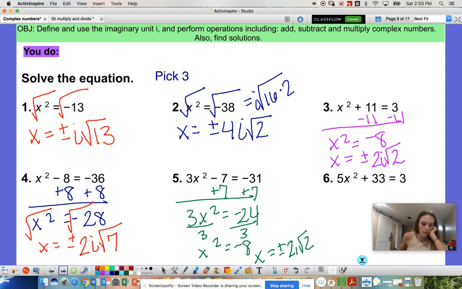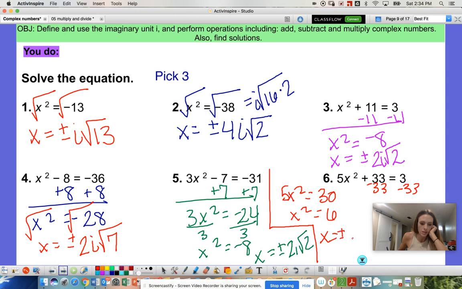And I don't have a ton of room to show you this one, but we will figure it out. So we need to subtract 33 first, right? And we actually get 5x squared equals 30. And so then x squared equals 6. So x equals plus or minus i root 6.